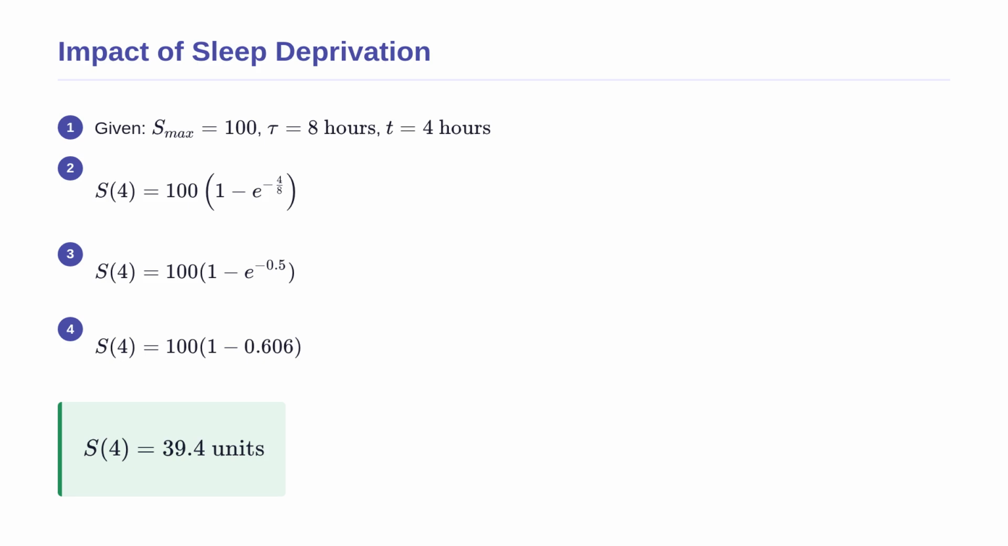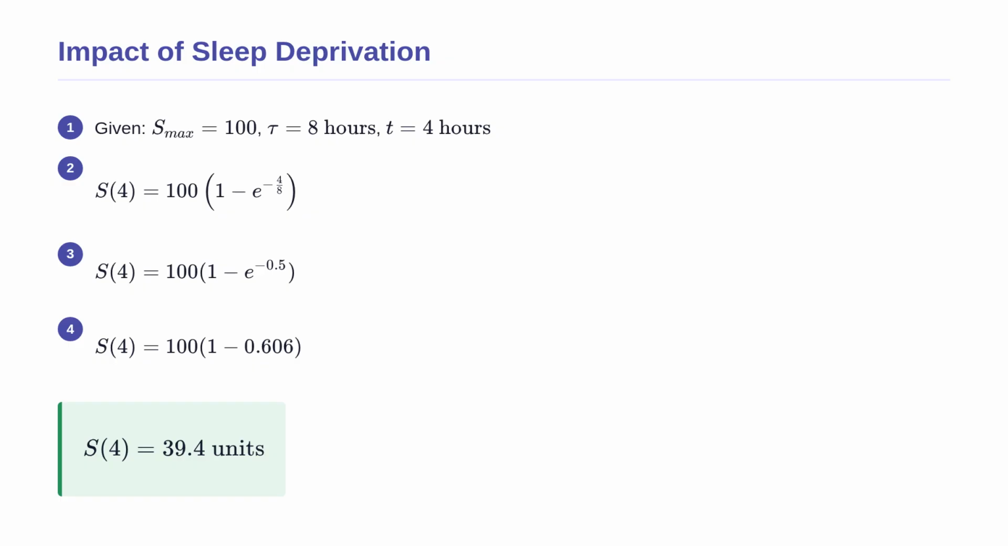Now, let us imagine the same student stays awake all night playing video games. Because of sleep deprivation, their biological save process slows down, increasing the time constant tau to 8 hours. The maximum capacity remains 100, and the time elapsed is still 4 hours. We substitute these new values into our formula.